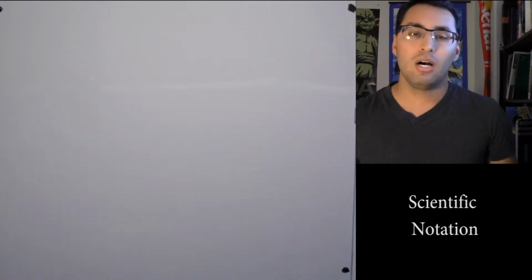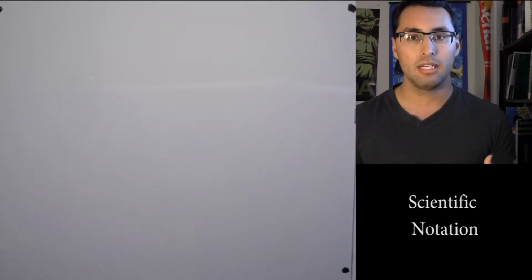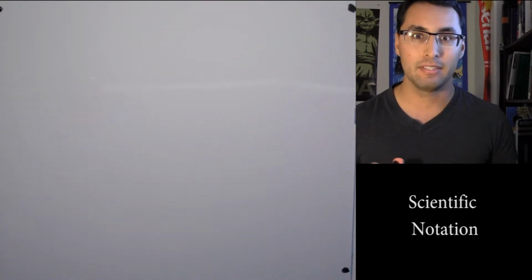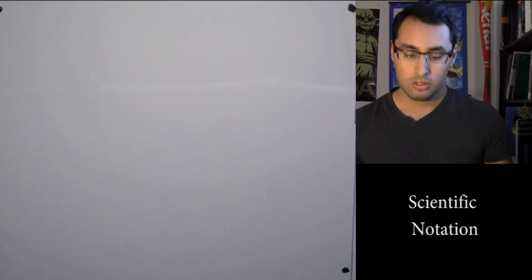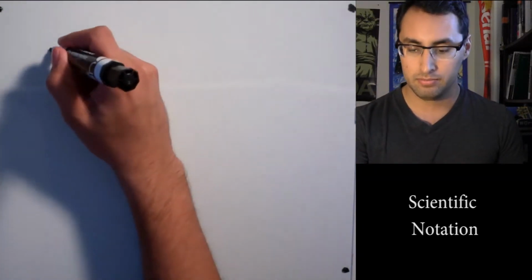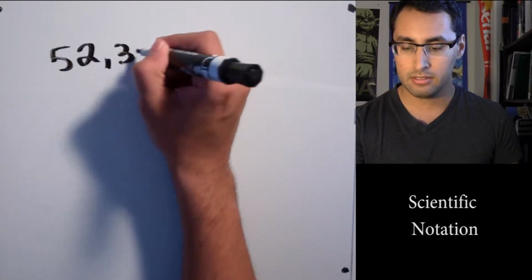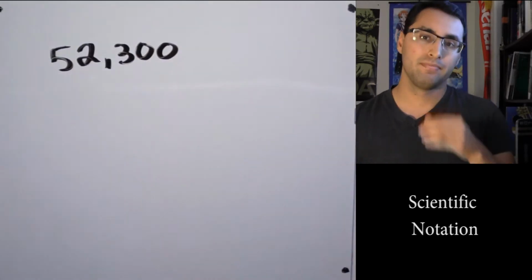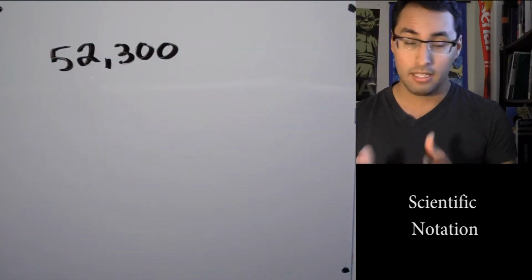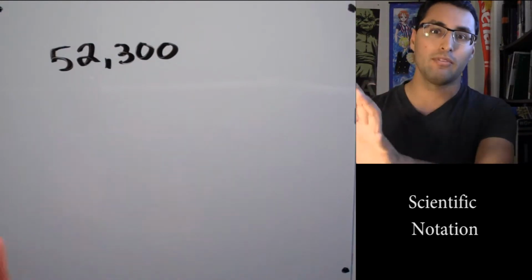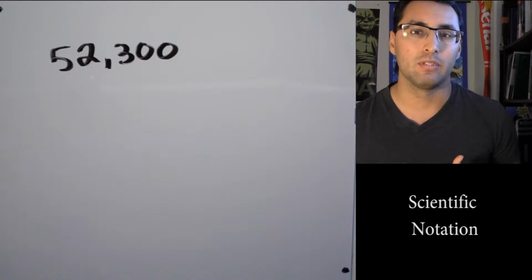Alright, so I'm going to give you really big numbers and really small numbers. We're going to work through some examples, and hopefully at the end of this video you'll have a better idea on how to utilize it. So how about I give you this number? 52,300. That's a pretty big number. When I see this, I do not want to multiply that, add that, get that number away from me. Well, I have to write this in scientific notation.